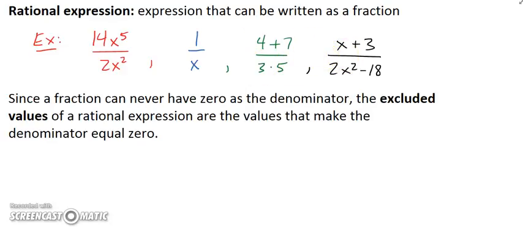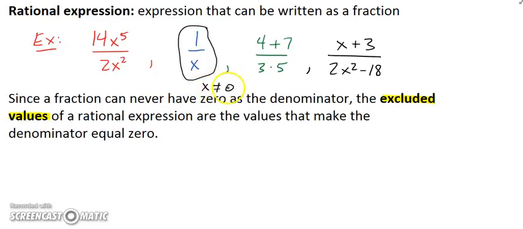Now there's an important piece that goes along with this. We're talking in this video about excluded values. And what we're saying is that since the value of the denominator of a fraction can never be 0, the excluded values of a rational expression are the values that make the denominator equal to 0. So like for a quick example would be that in this rational expression here, x cannot be 0.